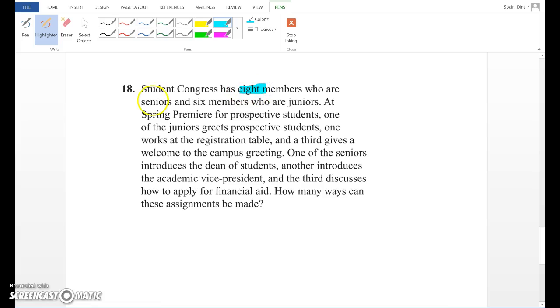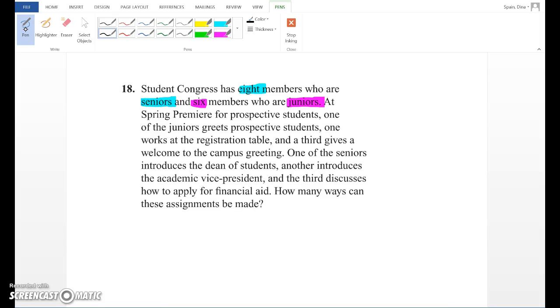8 seniors and 6 juniors. At spring premiere for prospective students, one of the juniors greets prospective students, one works at the registration table, and a third gives a welcome to the campus greeting. One of the seniors introduces the dean of students, another introduces the academic VP, and a third discusses how to apply for financial aid. So how many ways can these assignments be made?